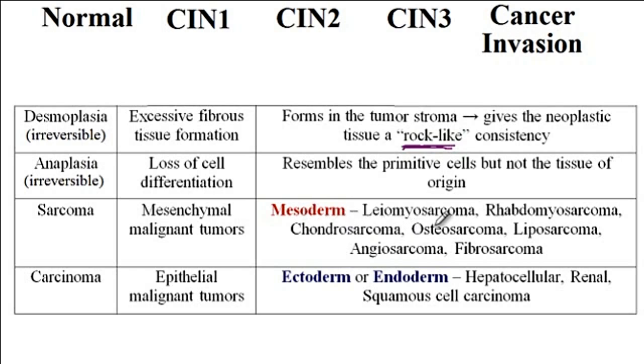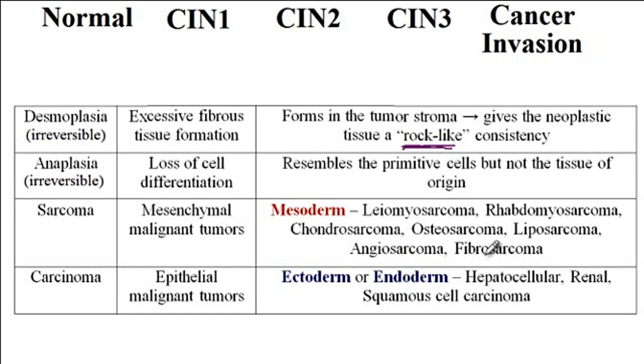So leiomyosarcoma is the cancer of the smooth muscles, rhabdomyosarcoma is the cancer of skeletal muscles, chondrosarcoma is cancer of the cartilage, osteosarcoma is cancer of the bone, liposarcoma is cancer of the lipids, angiosarcoma is cancer of the inner lining of the blood vessels, which are the endothelial cells, and then fibrosarcoma is a malignant tumor that is derived from fibrous connective tissue.